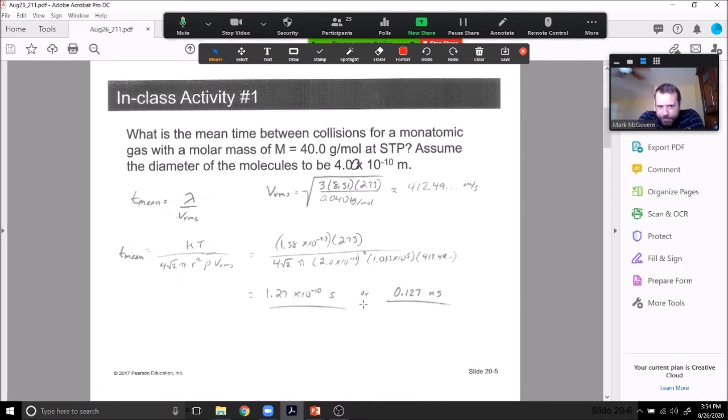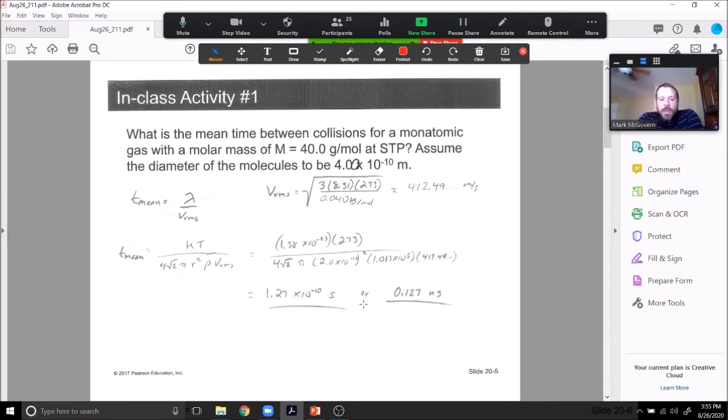We want the mean time, right? Got to calculate your lambda first. Calculate your v_rms. So let's do the v_rms first. I'm going to go with the square root of 3RT over molar mass one. We're given the molar mass, so why not, right? STP means we're dealing with 0 Celsius or 273 Kelvin. So we've got 3 times our 8.3 times 273, divided by 0.040 kilograms per mole, and we end up with an RMS speed of around 412.